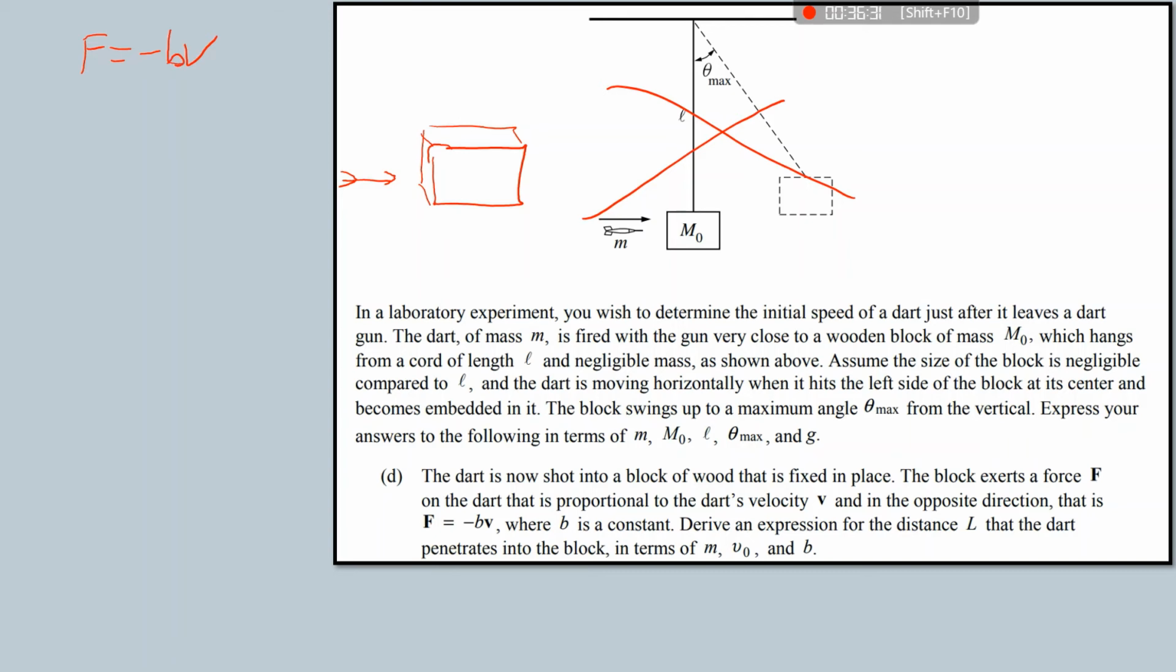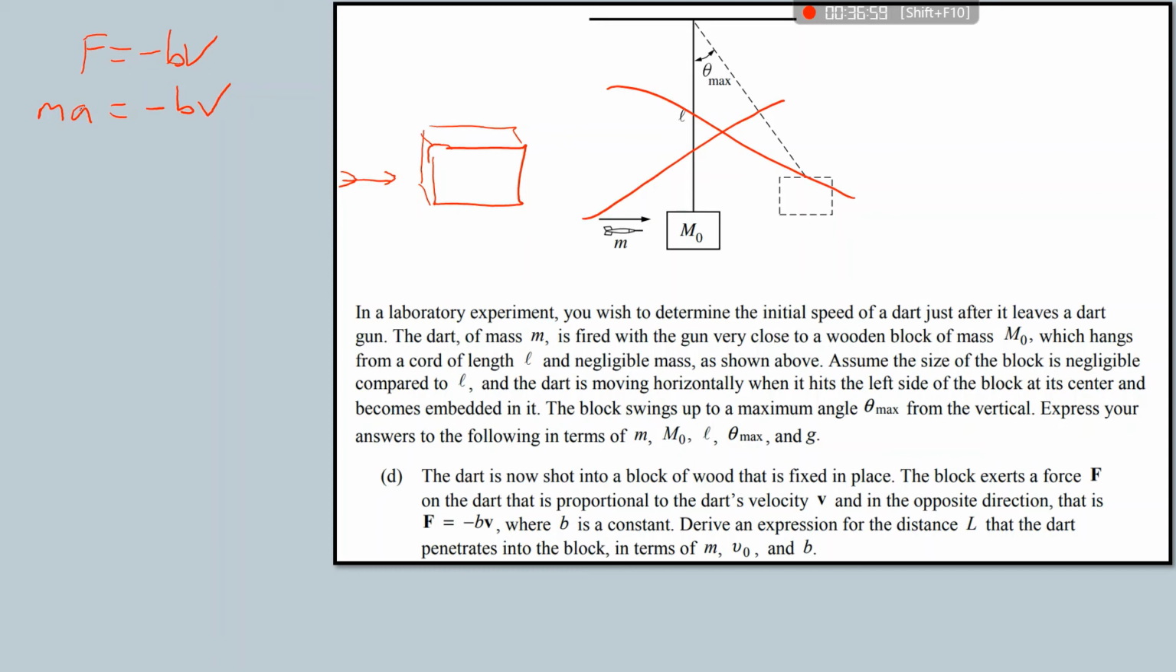What else can I do here? What is my force equal to? Force equal to ma. Okay, ma is equal to negative bv. So I need this in terms of m, v initial, and b, which means I can't have an a in this equation. So how can I rewrite a?